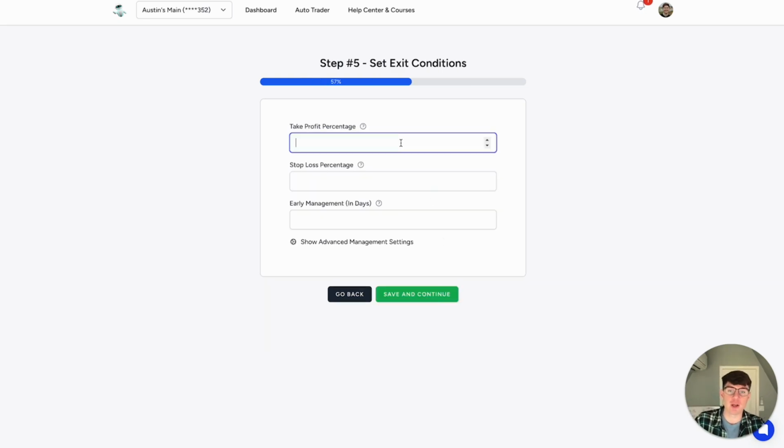Next, how do I want the trade to be closed? Like I said, I do a 25% take profit. So take profit percentage, 25%. And I close the trade early at 21 days. So just like that, once the trade is on, it'll manage the trade for me. It'll do it based on a 25% profit, and it'll close early at 21 days.